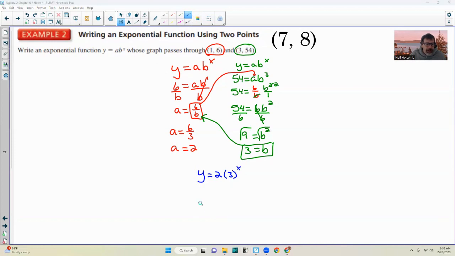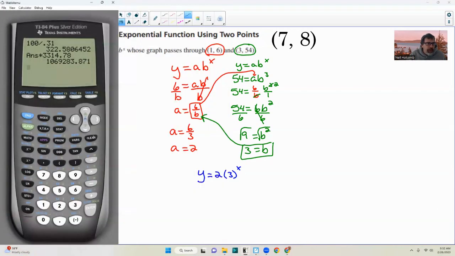And now let's check it with our calculator, actually. So I'm going to open my calculator up. I'm going to clear. I'm going to hit y equals. I'm going to put 2 parentheses 3 to the x. Whoops, I forgot, to the power of x. So 2 times 3 to the x, and I'm going to zoom 6 that. I always start with that. But keep in mind, I have the point (3, 54). So now I want to change my window to my y max to be over 54. So how about 60? And hit graph.